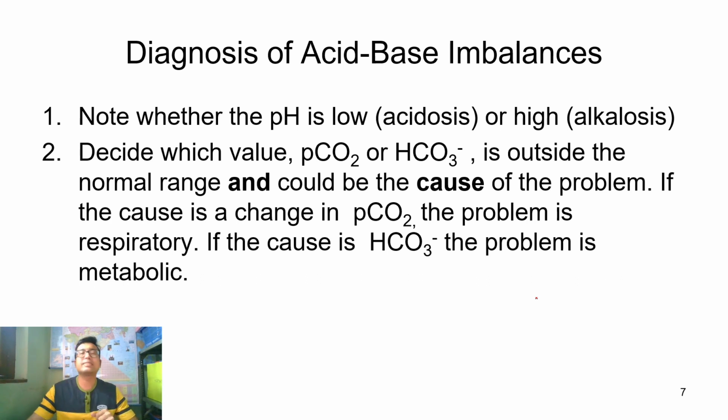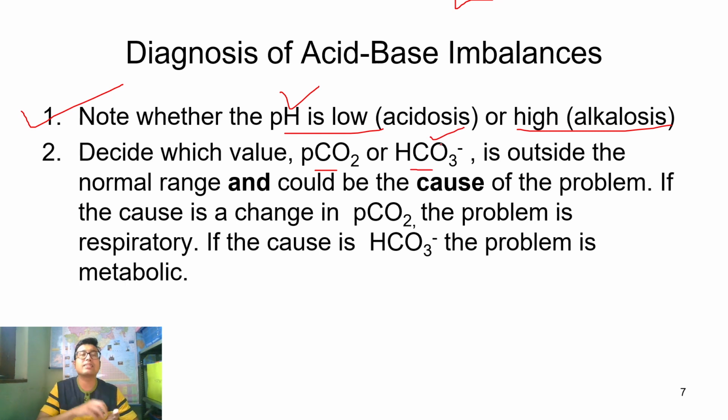The first step we need to do is to diagnose whether the disorder is acidosis or alkalosis, that is, whether the pH is low or high. This is the passing area, must know. If you fail to diagnose whether the disease is acidosis or alkalosis, you are failing, guaranteed. Next, we need to know the normal values of partial pressure of carbon dioxide, the normal value of pH, potential of hydrogen, and also the normal value of bicarbonate ion.